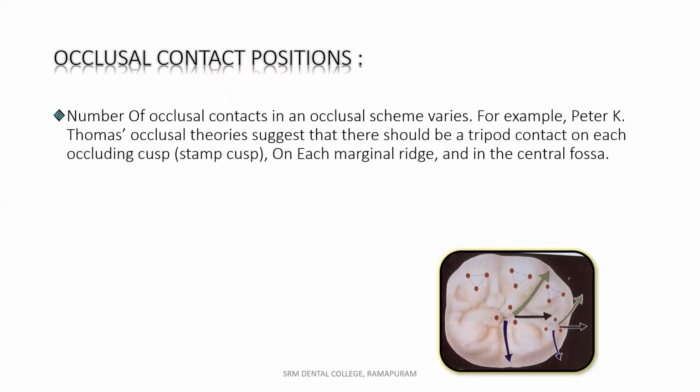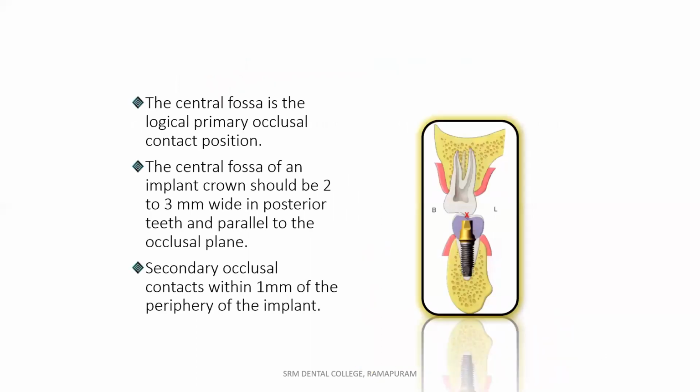Occlusal contact positions. The number of occlusal contacts in an occlusal scheme varies. For example, P.K. Thomas' occlusal theory suggests that there should be a tripod contact on each cusp, that is the functional or the occluding cusp, on each marginal ridge and on the central fossa. The central fossa is the logical primary occlusal contact position. It should be 2 to 3 mm wide in the posterior tooth and parallel to the occlusal plane. Secondary occlusal contacts should be within 1 mm of the periphery of the implant.